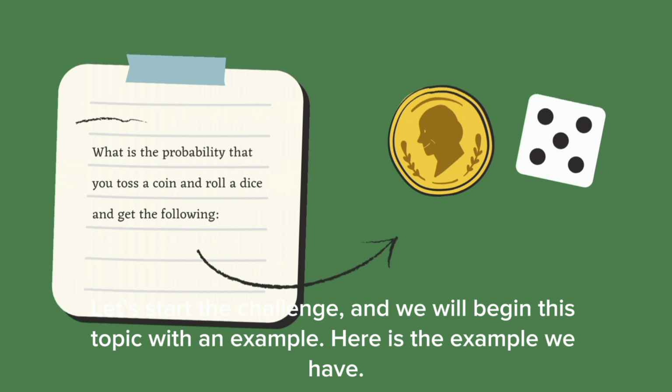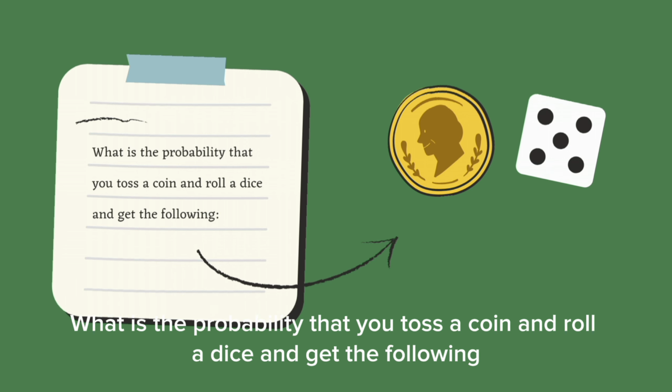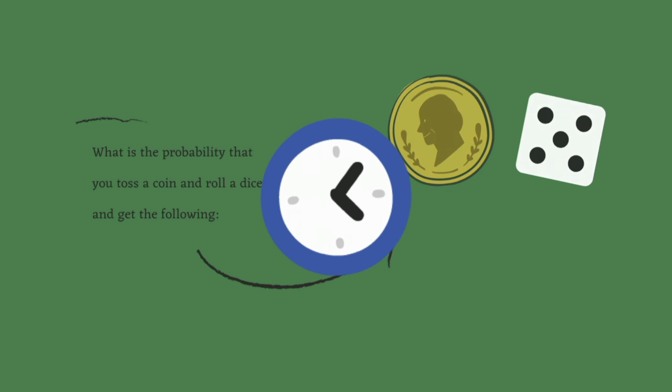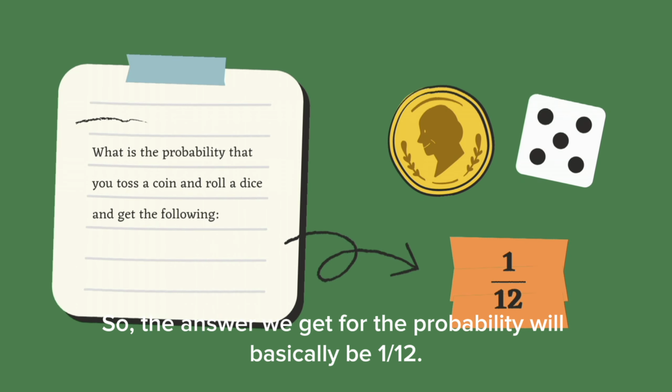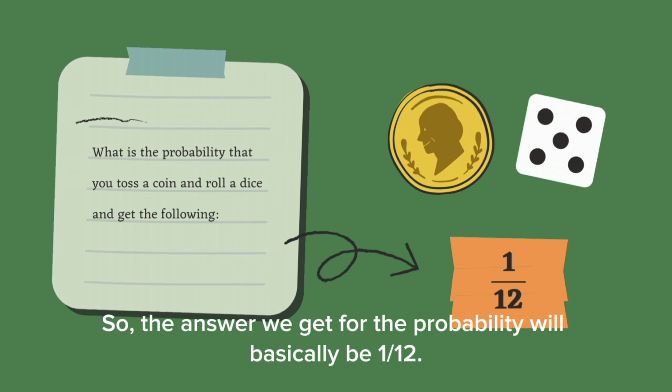Let's start the challenge, and we will begin this topic with an example. Here is the example we have. What is the probability that you toss a coin and roll a dice and get the following? So, the answer we get for the probability will basically be 1/12.